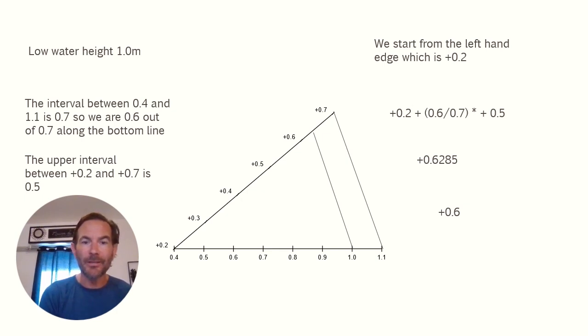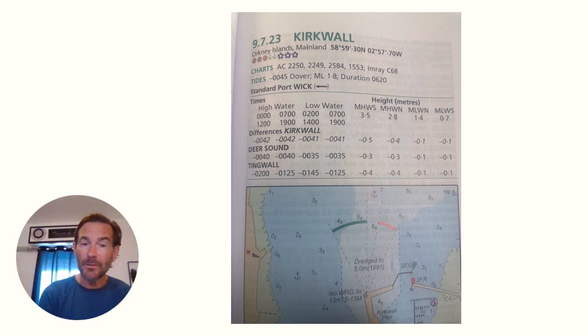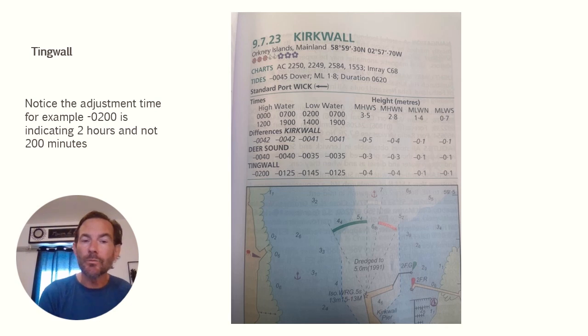Do please go and check how this whole process fits together in the other videos. If we look at certain places in the world, you'll find the adjustment times, so in Tingwall here, are quite substantial. This one here, -0200, what they are implying there is that it is 2 hours earlier in Tingwall than it is in Kirkwall, and not 200 minutes. So 0200 is 2 hours, not 200 minutes.